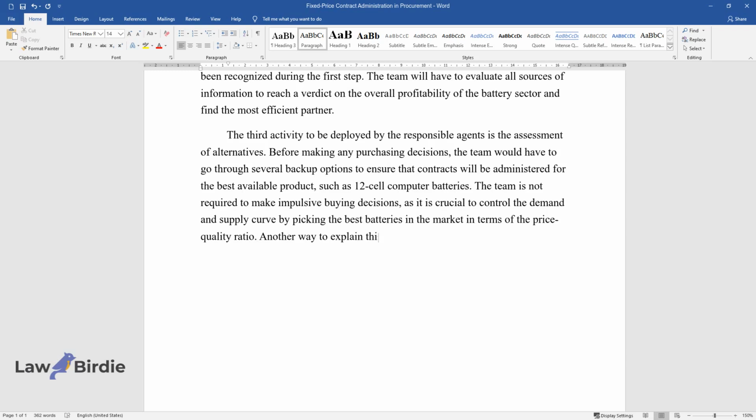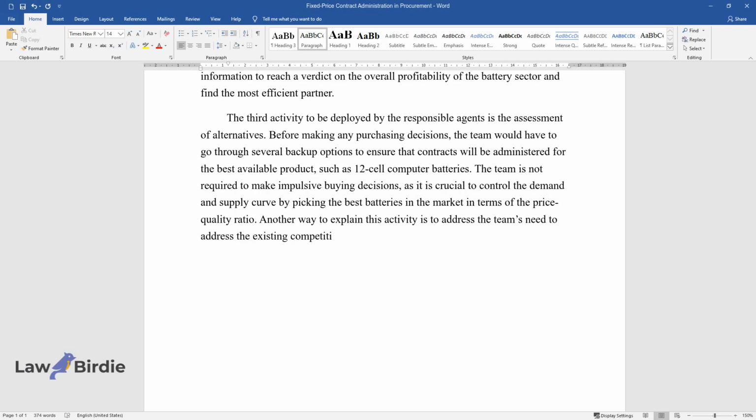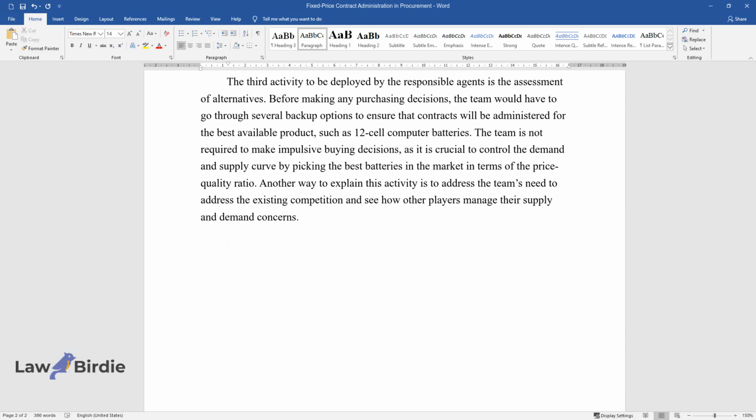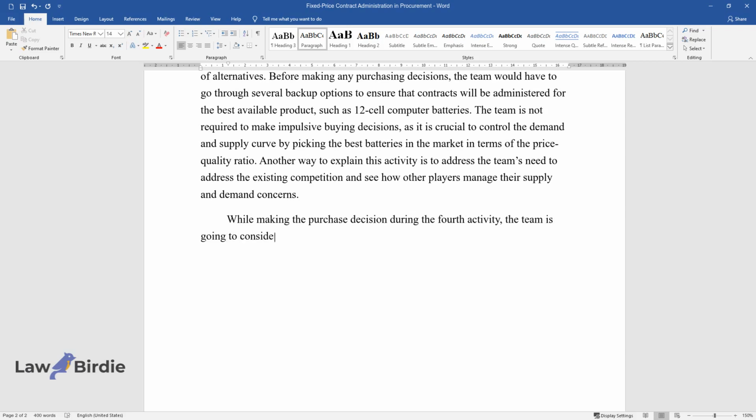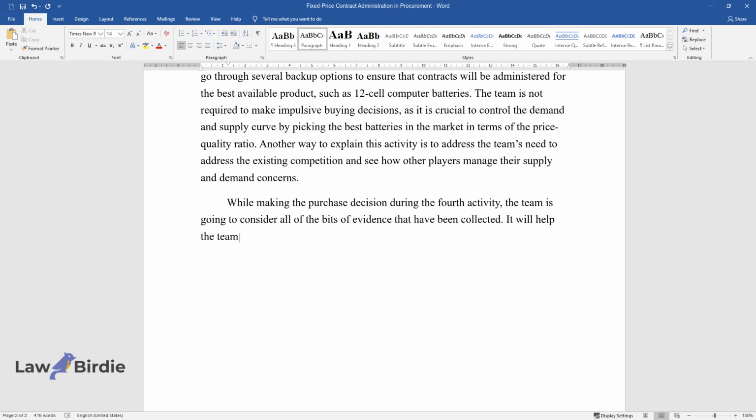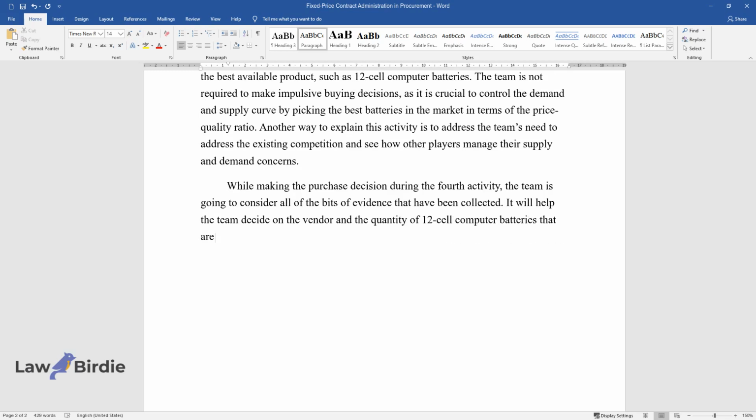Another way to explain this activity is to address the team's need to address the existing competition and see how other players manage their supply and demand concerns. While making the purchase decision during the fourth activity, the team is going to consider all of the bits of evidence that have been collected. It will help the team decide on the vendor and the quantity of 12-cell computer batteries that are going to be placed in the contract.